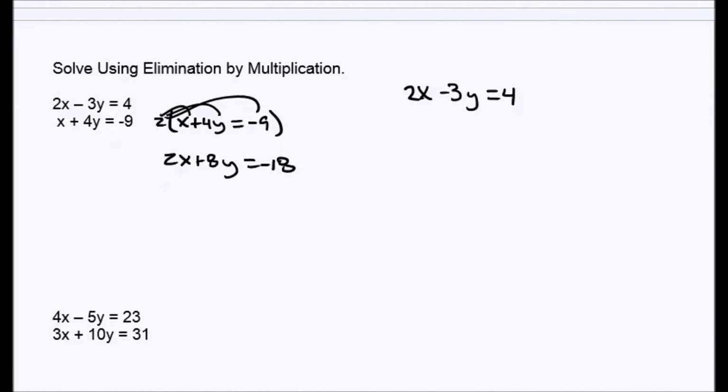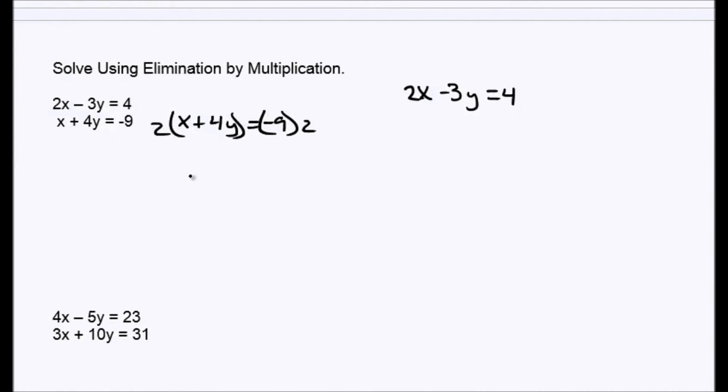Now actually, I did this wrong. Let me show you why. This is a lesson here that we could learn. Okay, so what I'm actually doing here, x plus 4y is equal to negative 9. I want to multiply both sides by 2. So here I distribute and I get 2x plus 8y is equal to negative 18.